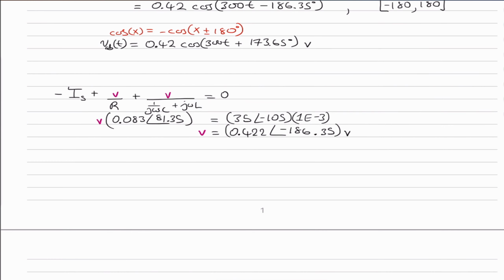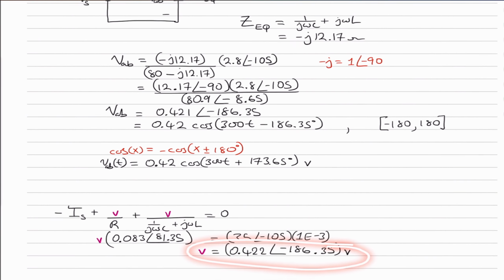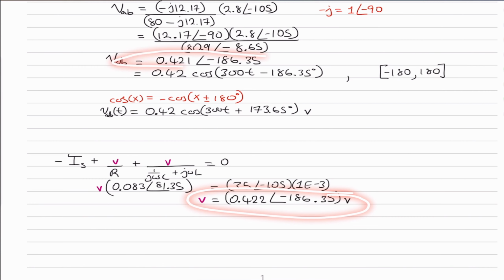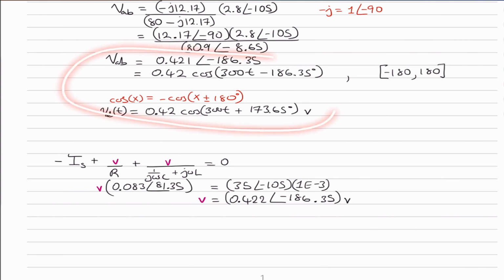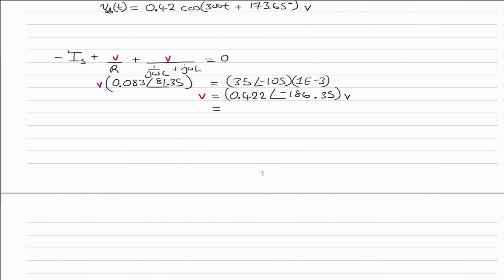As you can see, our expression here is equal to what we just had here. So based on what we've done with our angle, from negative 186 to 173, we know that this is going to equal 0.42 times cosine of 300t with an angle of plus 173.65 degrees.